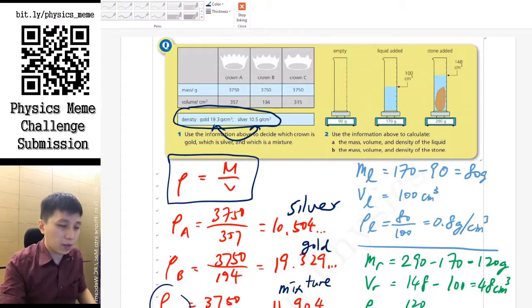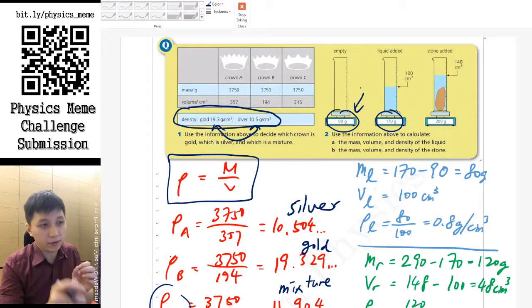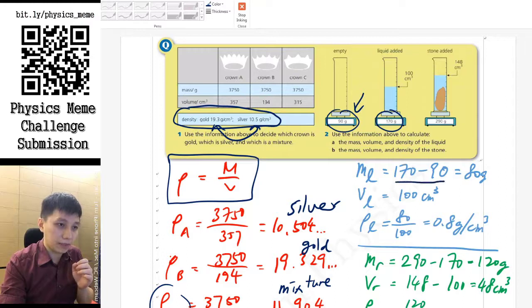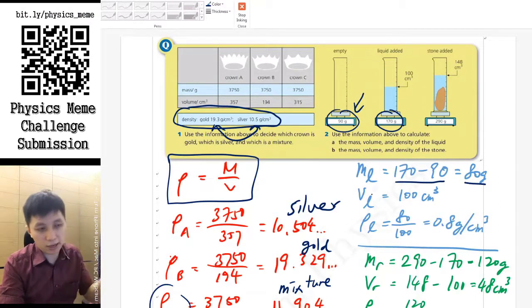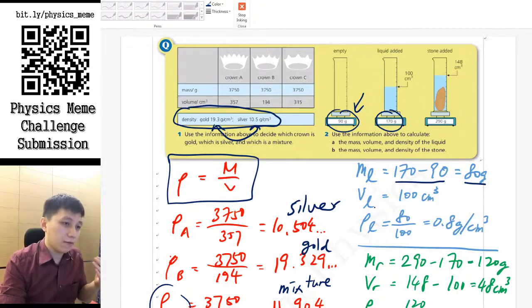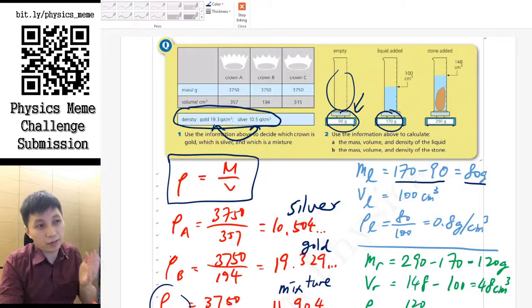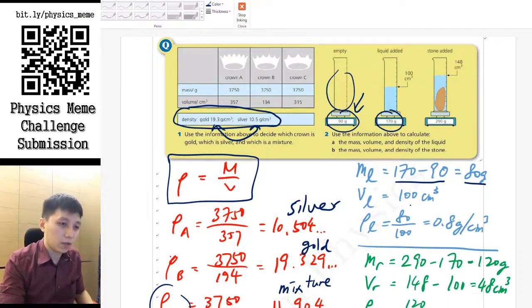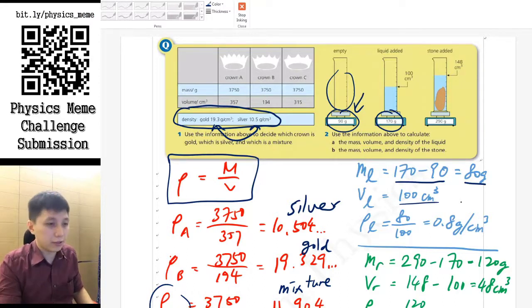Anyway, so here for mass you can see 90 and 170. So don't get fooled. Here is not 0, so that's why you need to do the minus, and therefore you get 80 grams for the liquid. So m_L refers to the mass of the liquid. V_L, the liquid volume, would be 100 because there's nothing here. If you like, you can do 100 minus 0 as well, but I'll just write down 100 cm cube. Don't forget to put down the unit.